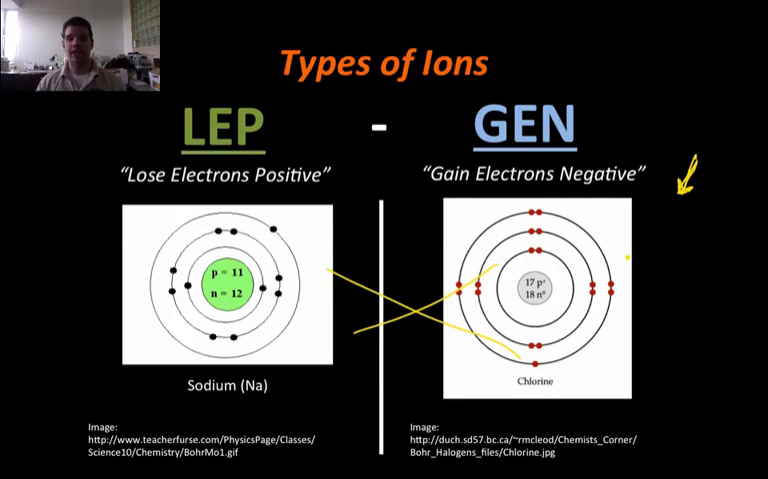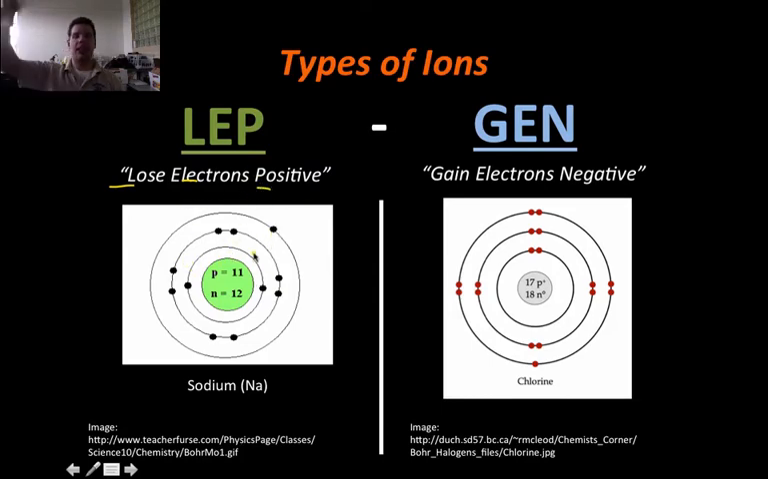As far as the charge of the atom, I follow this very simple rule, just a mnemonic device, LEPGen. It doesn't really mean anything other than it stands for lose electrons positive and gain electrons negative. So LEP stands for lose electrons positive, like I said, LEP. And what this means is that certain atoms will give electrons away to get that 8 on their outside shell.